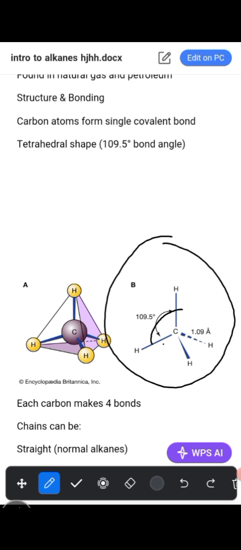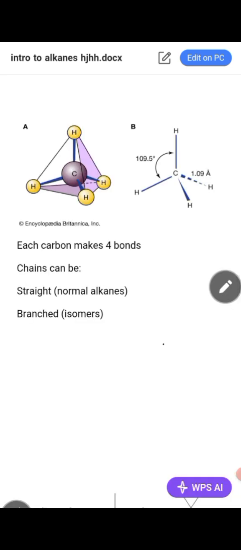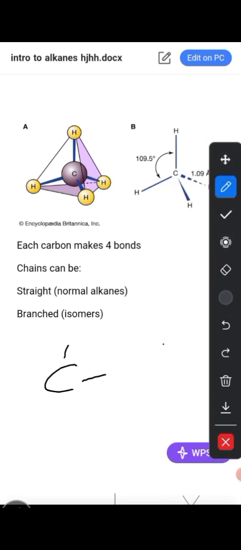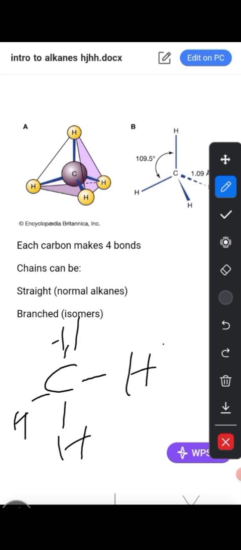All alkanes are tetrahedral. The next one is each carbon makes 4 bonds. Carbon cannot have more than 4 bonds. For methane, as I've explained earlier, carbon cannot have more than 4 bonds. So this is an example using methane. Methane is CH4. You can see this is one H, another H, another H, another H. So carbon cannot have more than 4 bonds.